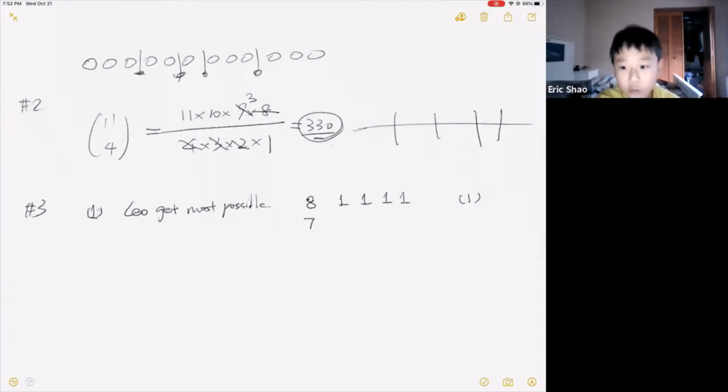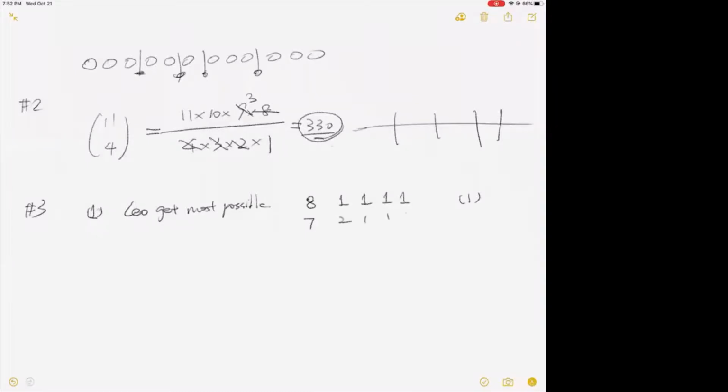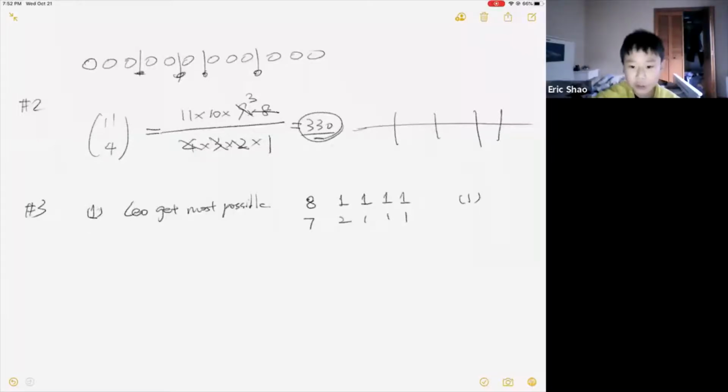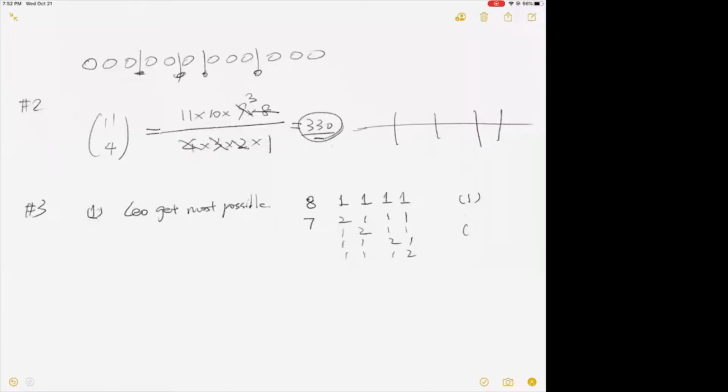Let's say you get two and everybody else gets one. Okay. There's four ways to arrange the two within the ones. Okay. So there's four ways.